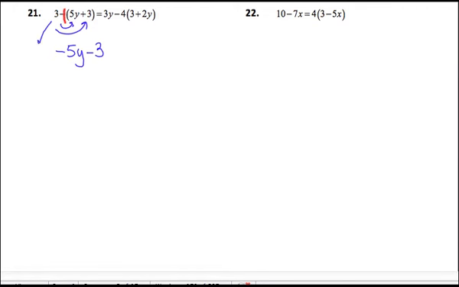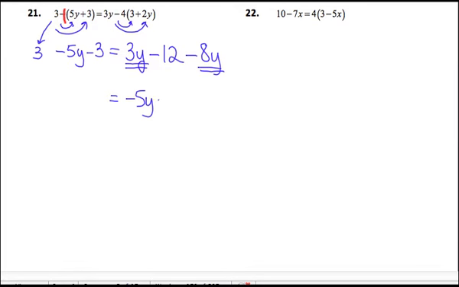Now, I can't forget this 3 from the original part of the problem. I'm going to bring down the 3y on the right side of the equal sign, and then this minus 4 times 3 is a minus 12, and this minus 4 times 2y is a minus 8y. And now let's go ahead and collect our like terms on the right-hand side. So 3y minus 8y is a negative 5y minus that 12.